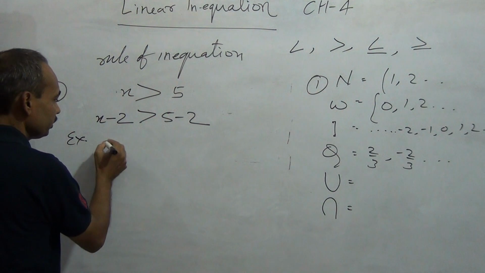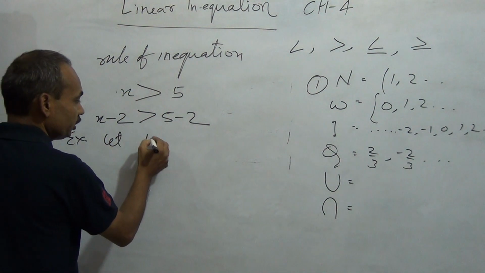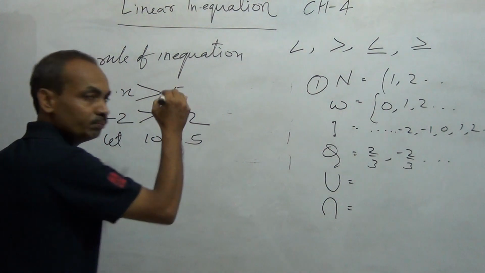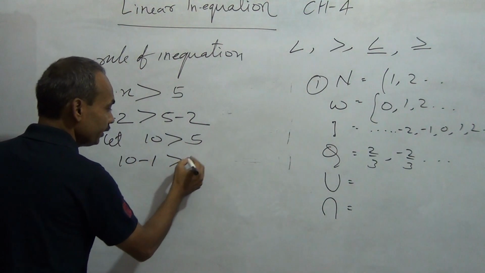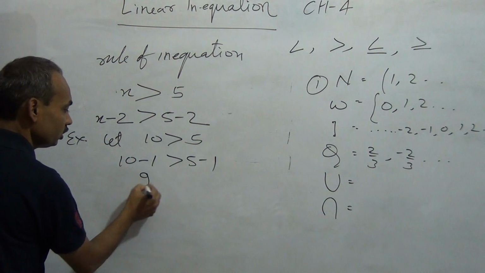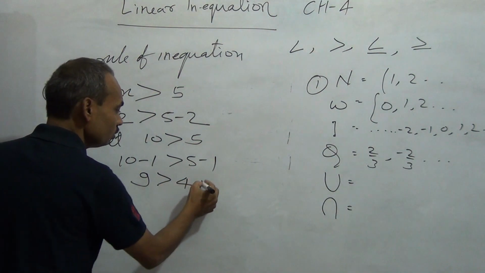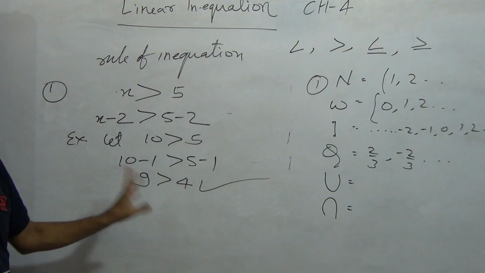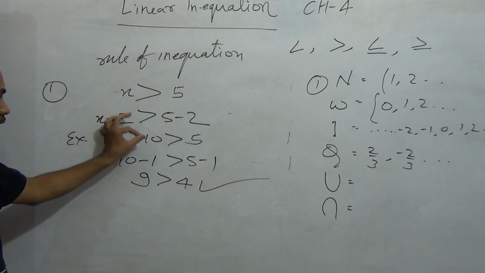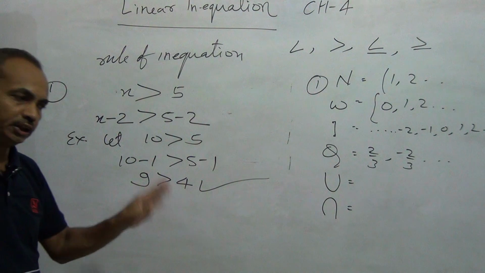The value of x minus 2 and 5 minus 2 will be the same when x is greater than 5. Example: let 10 is greater than 5. Subtracting 1 from both sides, 10 minus 1 and 5 minus 1, the result is 9 is greater than 4. It proves that adding or subtracting anything, the sign of inequality does not change.